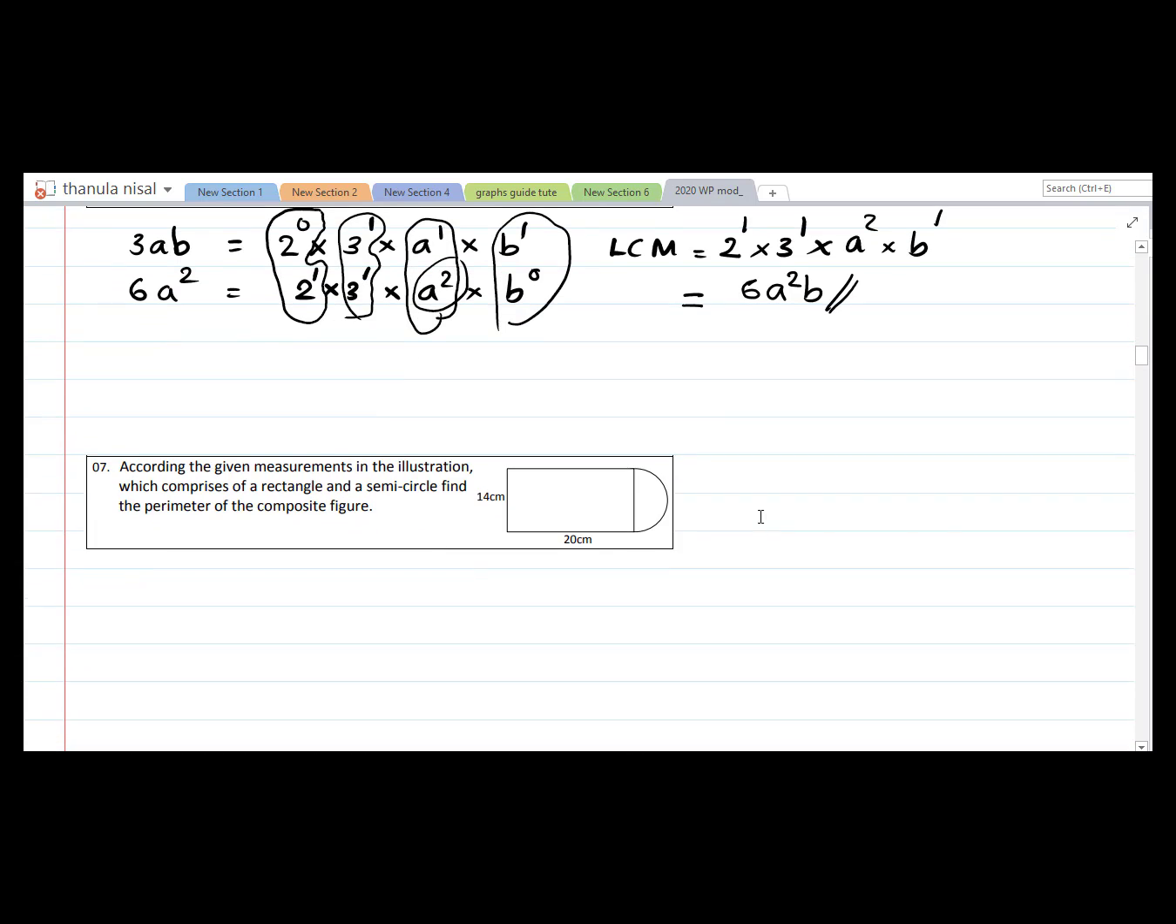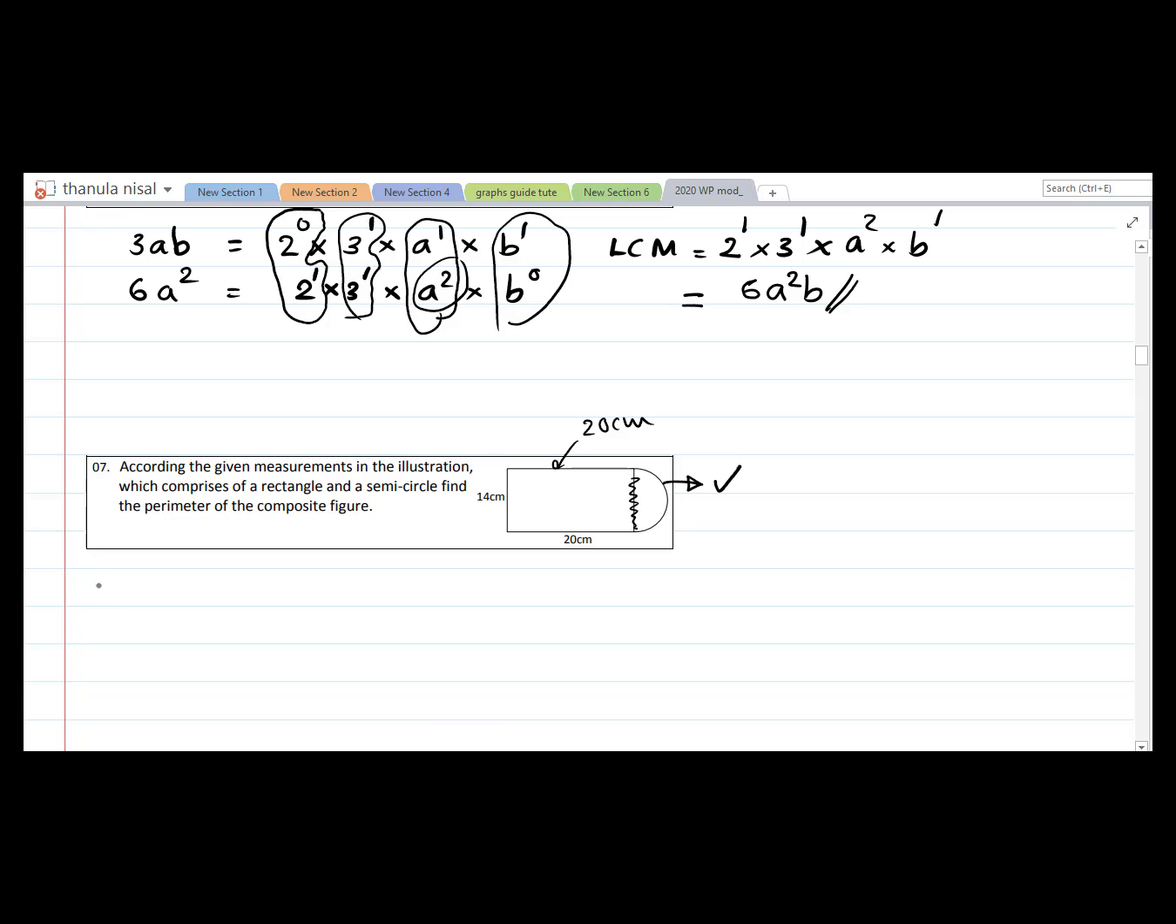Okay. Question number 7. According to the given measurements in the illustration, which comprises of a rectangle and a semicircle, find the perimeter of the composite figure. Now they are asking to find out the perimeter. That means the surrounded length. Okay. We know this is 20 centimeters. We don't need this one when considering perimeter. Why? Because it's an interior length. The only thing we want to find out is this arc length.